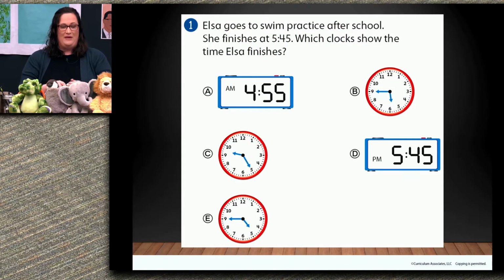Now these ones we're going to do on the PowerPoint. So it says, Elsa goes to swim practice after school. She finishes at 5:45. Which clocks show the time Elsa finishes? I will tell you there is more than one clock. So you need to look at all these clocks and decide which ones show Elsa going to swim practice after school. That's important information, my friends, okay? 5:45 after school. Please write the letters for all the clocks that show 5:45 after school. Go.